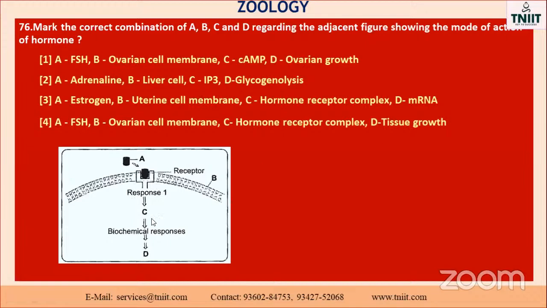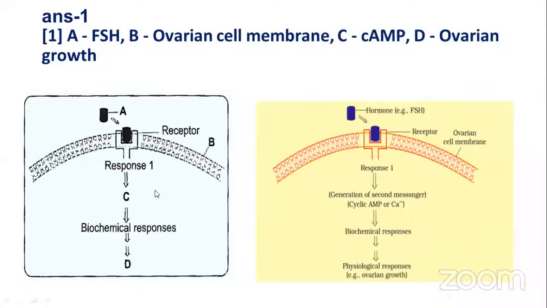Actually, this is the mode of action, which you have already studied and know well. See that sketch. A has been given, and B is also there. So this is called the ovarian cell membrane, and the response. C denotes cyclic AMP, biochemical response and the ovarian growth. I think the first answer is the correct one. See the diagram, you can easily identify, my dear students. This is the given figure from the question paper. So this is the answer.